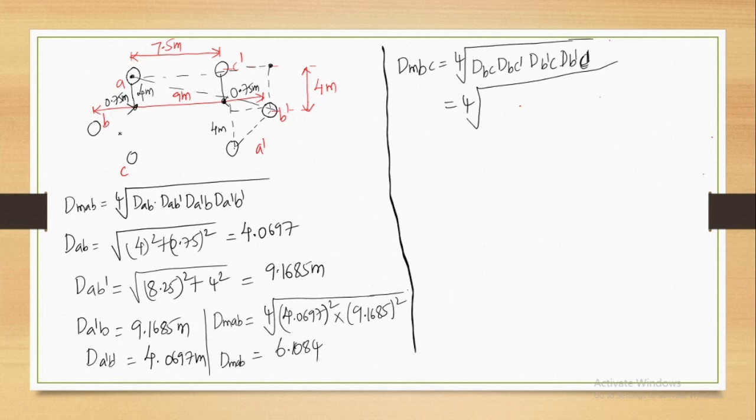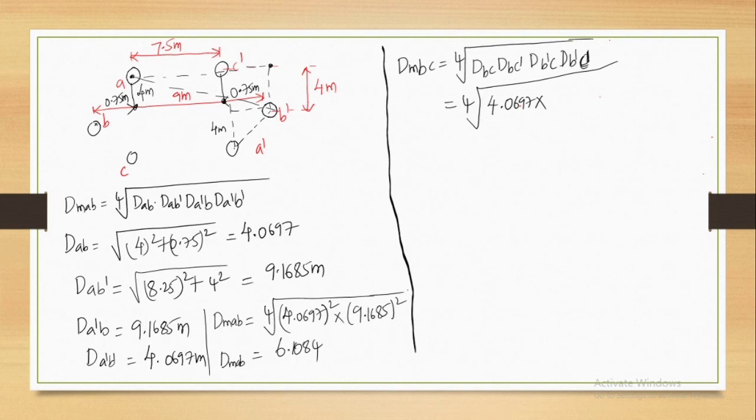B to C distance is the same as A dash to B dash distance. If you observe in the diagram, B to C distance is the same as A dash to B dash distance. What is A dash to B dash distance? We got 4.0697. So B to C distance is 4.0697. Next, B to C dash distance. This is B and this is C dash.